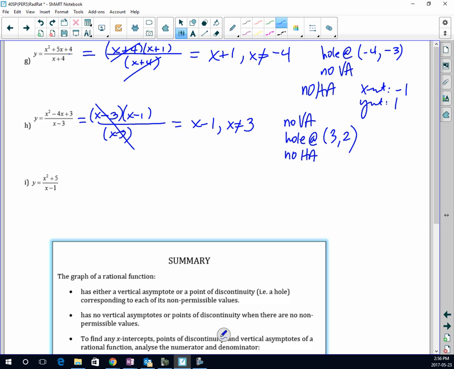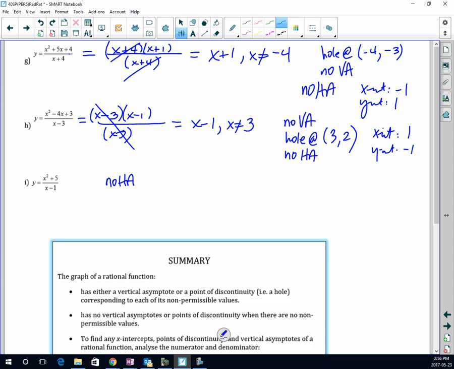Yes, because the non-permissible value produced a hole. 0 divided by 0. X-intercept. 1. Y-intercept. Very good. Okay, how about this one? Ooh. This one's a tricky one. No horizontal asymptote. Very good. Why did we know it was no horizontal asymptote?